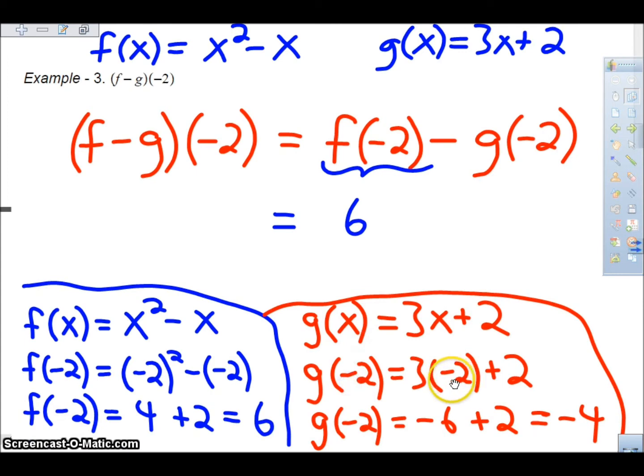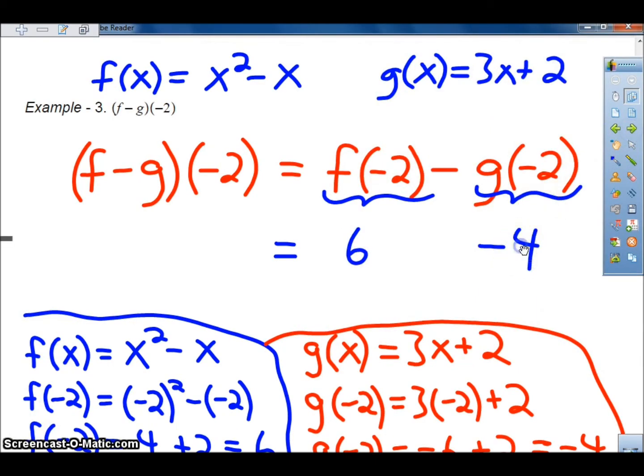G of negative 2 is equal to 3 times negative 2 plus 2. So again, replacing x with negative 2, and simplifying, we get 3 times negative 2, which is negative 6. Negative 6 plus 2 gives me negative 4. All right, so we're going to replace g of negative 2 with the number negative 4.